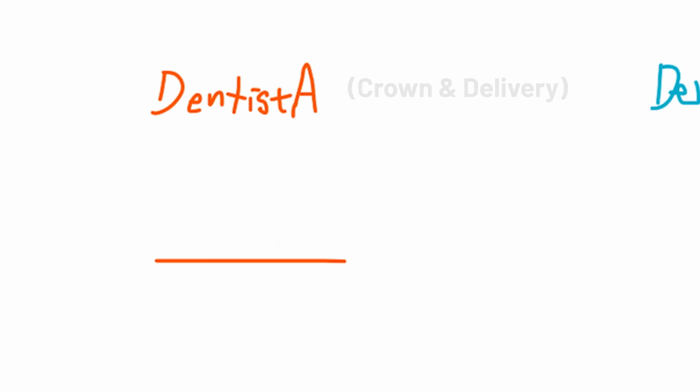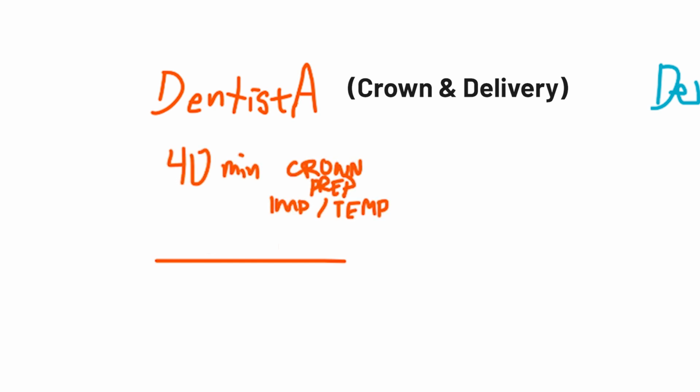Let me explain. On the left, you'll see dentist A doing a crown and delivery. You and I know it's 2 appointments, but for the sake of illustration, I will put the times together. Dentist A spends 40 minutes for a crown prep and impressions plus temp crown. When the patient returns, the rest 20 minutes is used for a crown seating. Cool, that's our 60 minutes.